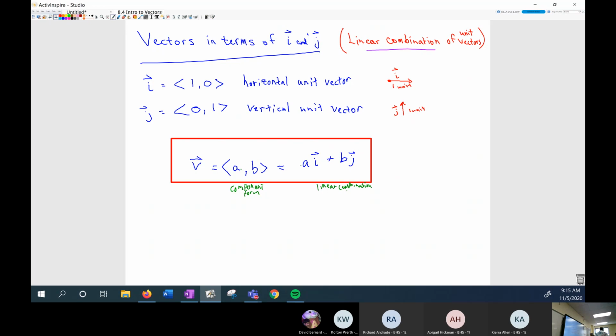We can write vectors with the angle brackets, and that's called component form, or we can write them in terms of how many unit vectors, 1-unit vectors, we use. So we get to define two 1-unit vectors. We have a horizontal unit vector, meaning go just 1 unit to the right, and we call that vector i. And then vector j is a vertical unit vector, meaning it's a 1-unit vector that just goes 1 unit up.